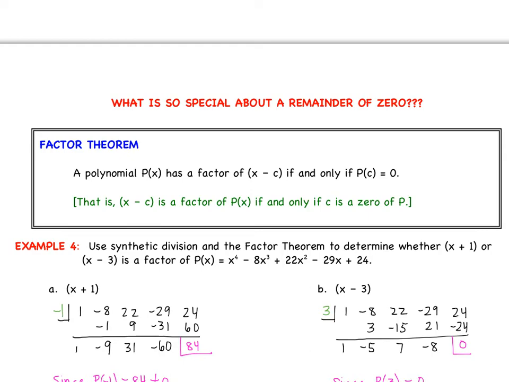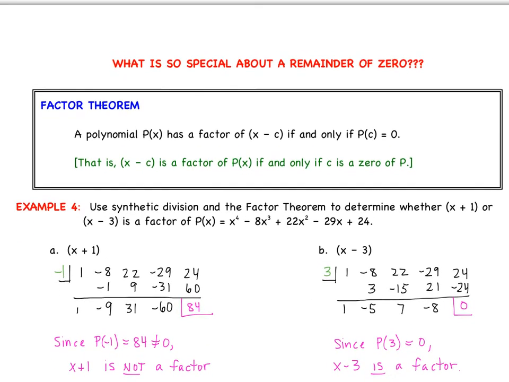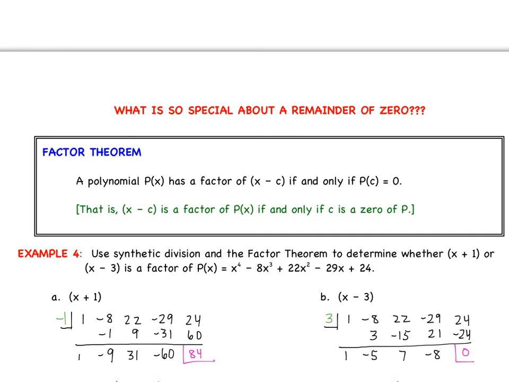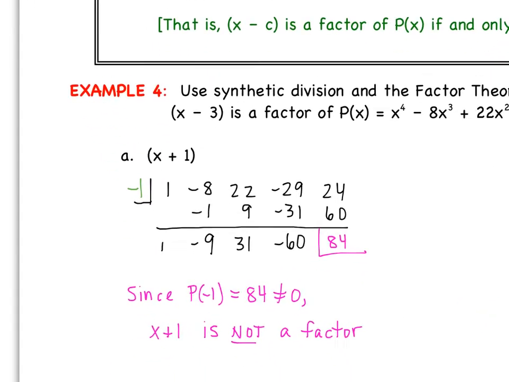So these next examples here, we want to take a look and use synthetic division, using the factor theorem, to determine whether x plus 1 or x minus 3 is a factor of this polynomial. Okay, so first, I want us to look. Do we need a placeholder for this polynomial when we're using synthetic division? I have got an x to the 4th, 3rd, 2nd, 1, and 0. So no. So now I'm going to go through this first example.